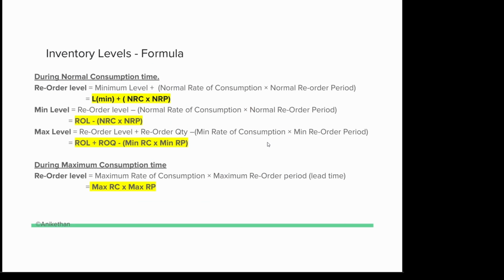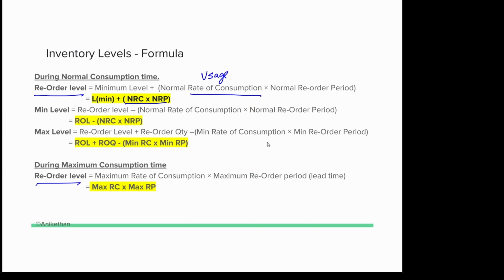Let us understand a few formulas. These are important in terms of your examination. First, understand what is reorder level. You have two equations for reorder level. One is L minimum, which is lower limit or minimum limit, plus a product of normal rate of consumption and normal reordering period. This rate of consumption is also called usage. So if you get it interchangeably in the examination, don't be afraid.